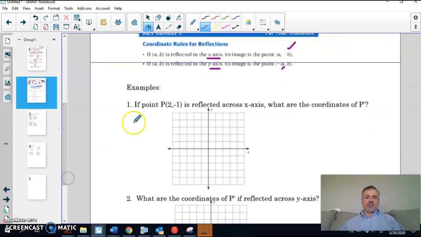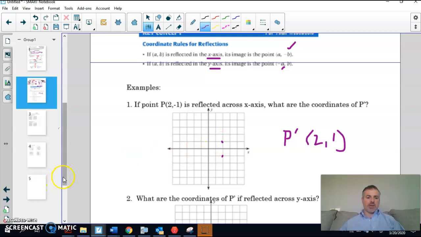So again, down here to illustrate that, if I have point P at 2, -1, so 2, -1 is right here, there's my P, and I reflect it over the x-axis, that means P prime is going to end up here. But if I just use the coordinate point, again, the x value stays the same, and you just change the sign on the y value. So you can see that P prime ends up here.